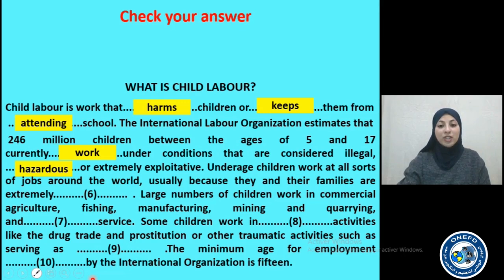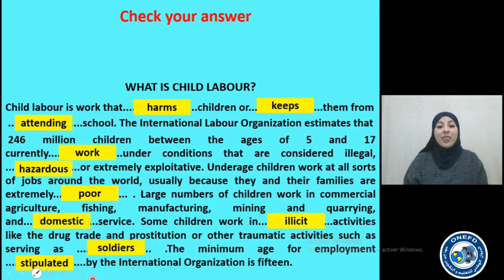Underage children work at all sorts of jobs around the world, usually because they and their families are extremely poor. Large numbers of children work in commercial agriculture, fishing, manufacturing, mining, and carrying, and domestic service. Some children work in illicit activities like the drug trade and prostitution, or other traumatic activities such as serving as soldiers. The minimum age for employment stipulated by the International Organization is 15, and that's the definition of child labor. Now let's go and see the coming task.